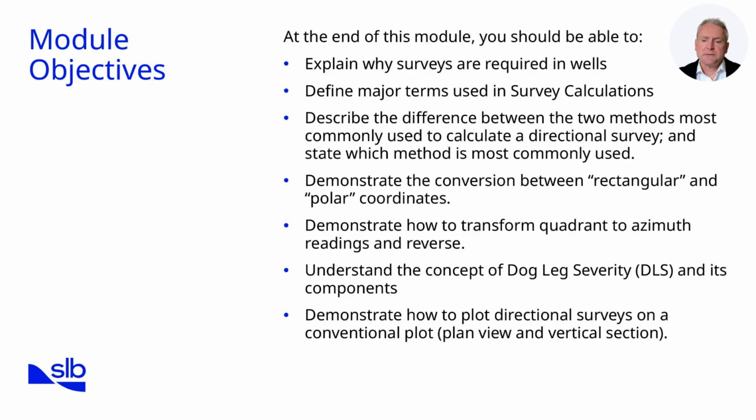Third, I will describe the difference between the two most commonly used survey methods, which are the minimum curvature method and average angle method, the two most commonly used techniques to calculate a well's path between survey points. Then we look at conversions, first between rectangular and polar coordinates, and secondly from quadrant to azimuth. Then we will explain what dogleg severity is and its components. Finally, I will demonstrate how to plot directional surveys onto a conventional plot. So let's begin.